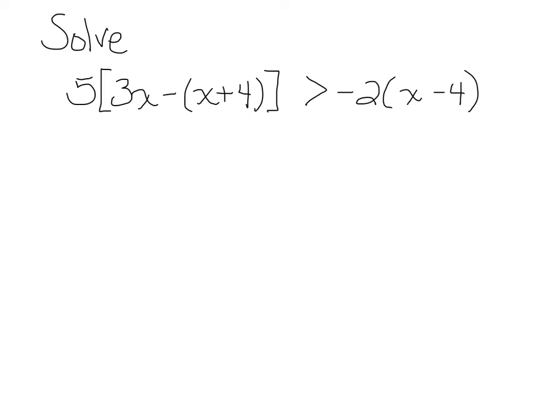In this example, we're going to solve an inequality, then write the answer in both set notation and interval notation. When you're working an inequality, the first thing you want to do is simplify each side as much as possible. On the left-hand side, we'll start by distributing the negative sign.